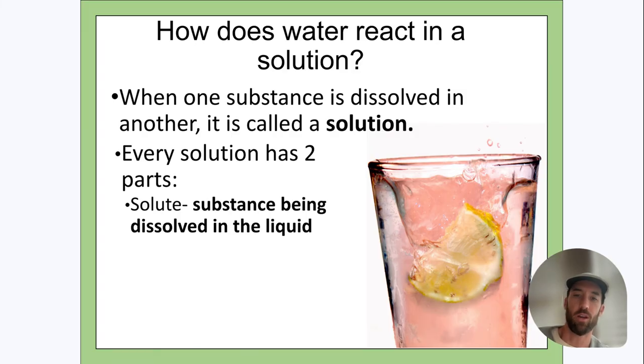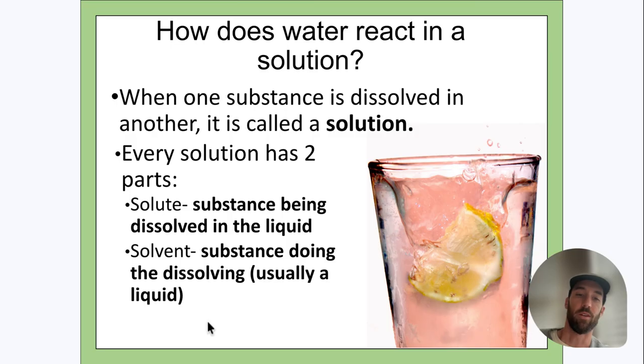It has the solute, which is the substance being dissolved in the liquid. So it's the concentrated sugar or the powder, whatever it is. And then it has the solvent, which is doing the dissolving. And that word is in solvent: dissolve, solve. So substance doing the dissolving. And this is usually a liquid, in most cases, water. So in this case, you have lemonade powder, which is the solute, and water is the solvent. And this is called a solution, right? This lemonade solution.